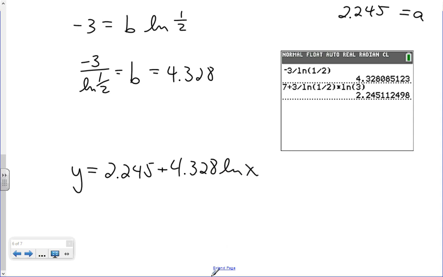Right, and then for part C, C says confirm your equation gives the value. Well, I'll let you do that. You can take that equation now, plug that into y1 on your calculator, and evaluate it at 24, to verify that in fact you get the value that we got up above, which was 16, I think.